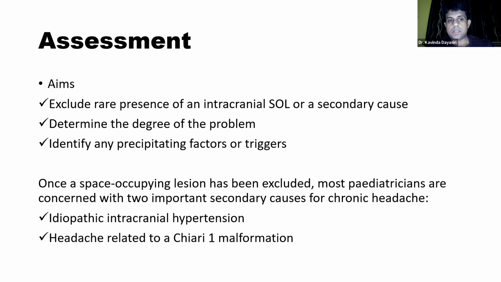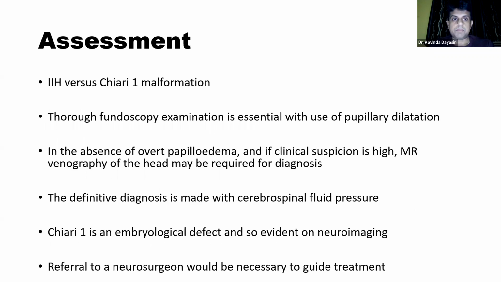And also, once a space occupying lesion has been excluded after neuroimaging, we are mostly concerned about two other secondary causes that can explain chronic headache. For example, a child may have idiopathic intracranial hypertension, or a child may have Chiari 1 malformation. Both of them can present with very indolent type of headache, without focal neurological signs, and we should be careful not to miss them in a child presenting with chronic headache.